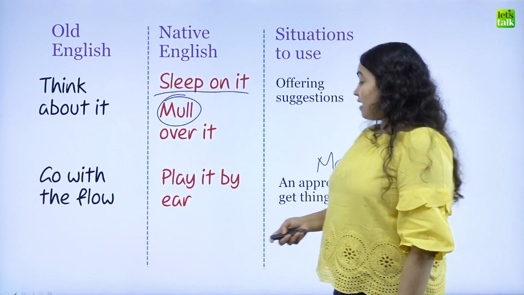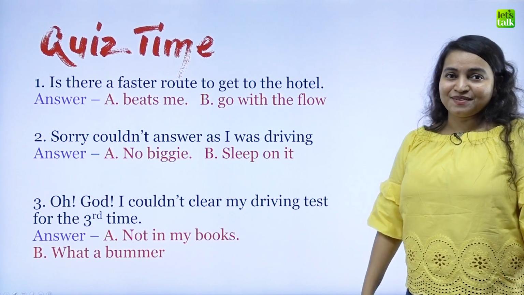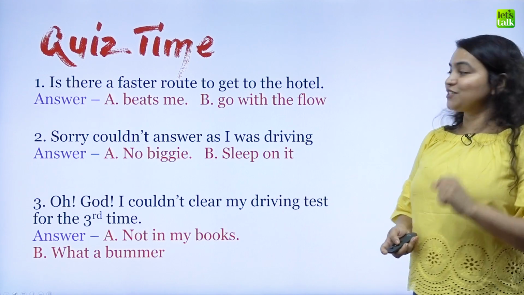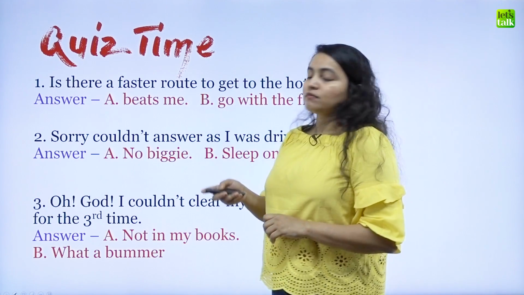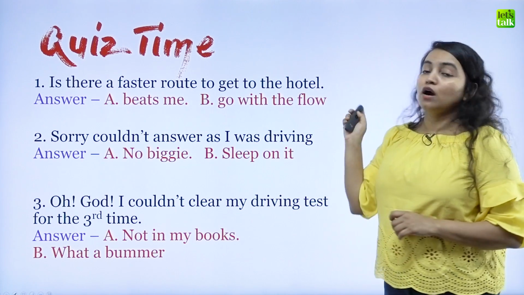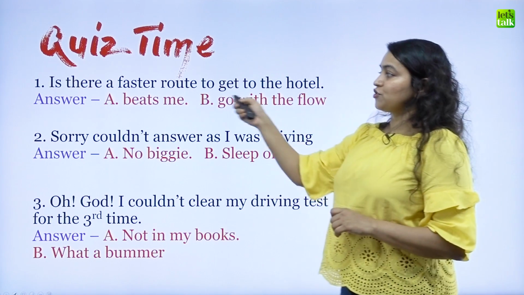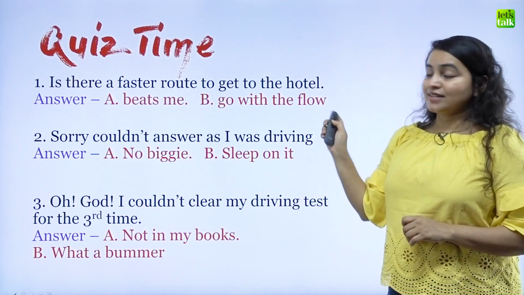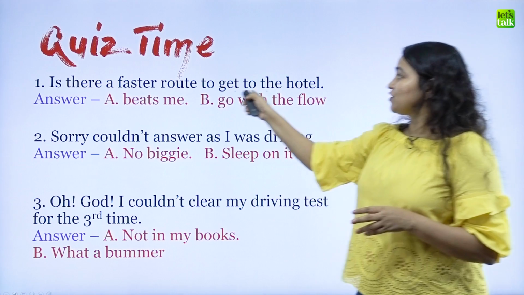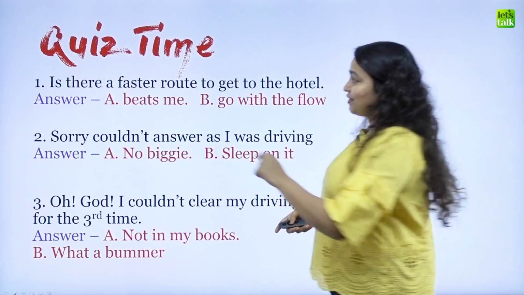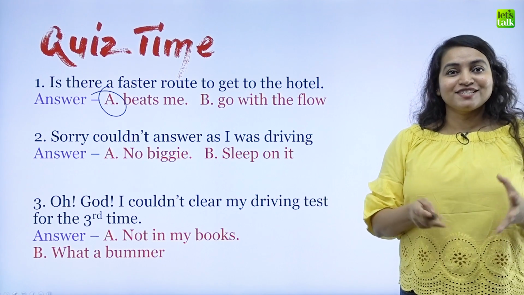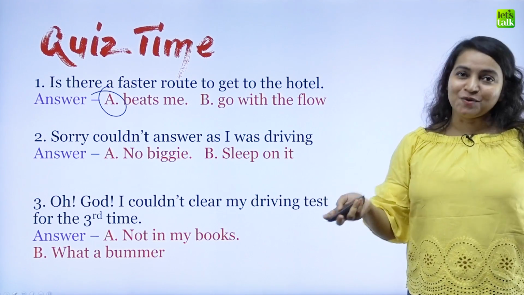All right. But now it is quiz time because I want to know how much you have learned. Okay, so let's see if you can answer this quiz correctly. So the question is, is there a faster route to get to the hotel? What do you think the answer should be? Okay, take a quick look. I think if you don't know the answer to this question, what would you say? You would say, beats me. Why? Because beats me is the native English phrase to say, I have no clue, I have no idea.